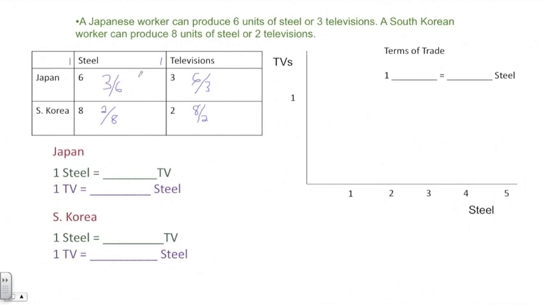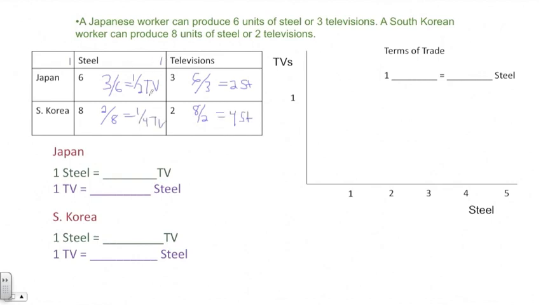3 over 6 can be reduced down to 1/2. And what this represents is the opportunity cost in production of steel. So one steel for Japan costs them a half of a TV. Over here, one TV costs Japan 2 steel. Likewise, for South Korea, when they focus on steel production, their cost is 1/4 of a TV. And for South Korea, one TV costs them 4 steel.